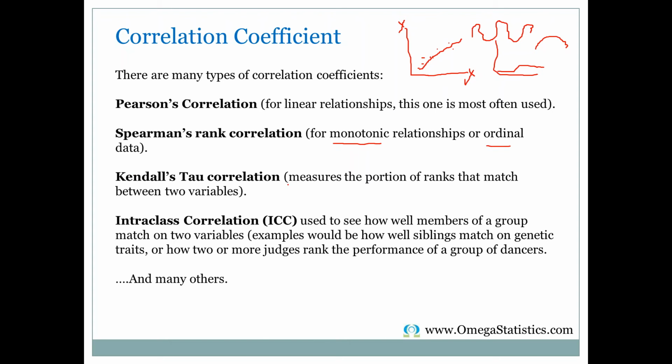Kendall's tau measures the proportion of ranks that match between two variables. So it's kind of similar to this, except we're just looking to see how much they kind of match up between the two variables. And then there's interclass correlation. That's used to see how well members of a group match on two variables. Examples would be how well siblings match on genetic traits, maybe how two or more judges rank the performance of a group of dancers. And there are so many other correlations, but we're not going to go over them today.